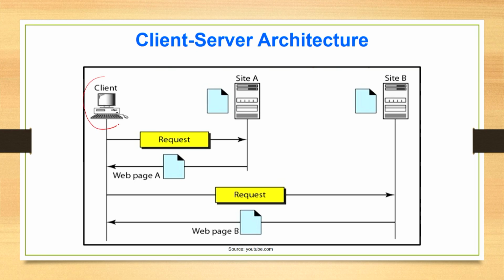Here you have a client that uses a web browser. The request is sent to site A, that is website A, then accordingly the web page will be delivered to the client. It can also send a request to website B, and then the web pages will be delivered to the client through the web servers. So, this is the simplest architecture, that is the client server architecture, which is used in the WWW, or you can say used to access the WWW by the client or the user by using a web browser.